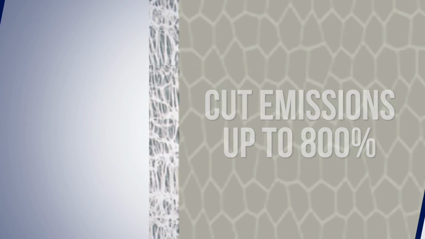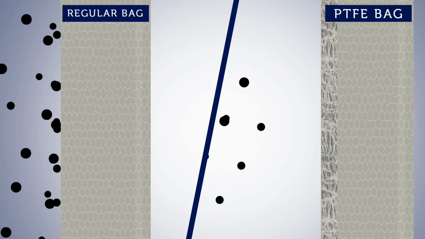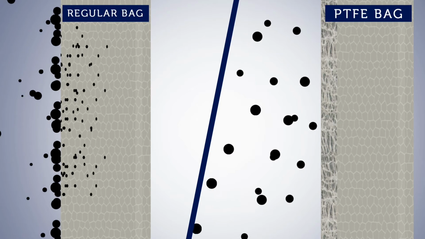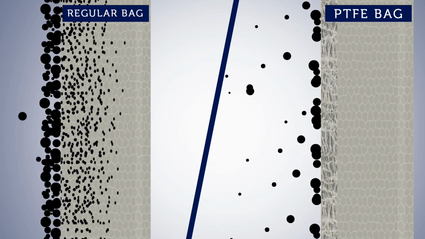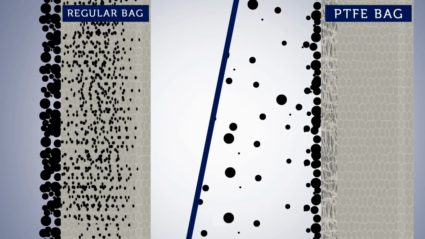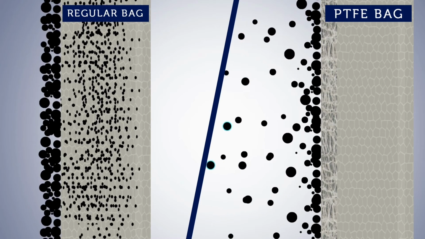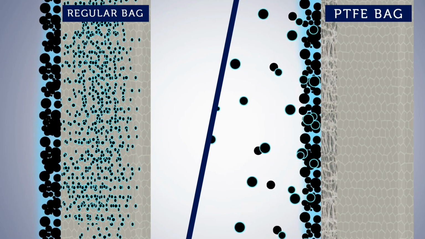Another advantage of PTFE membrane bags is that they clean easier because of their slick surface. This means less bag pulsing, which means less wear and tear on the bags as well as the diaphragms and solenoid valves. It also means the system uses less compressed air, resulting in reduced energy costs. It can also improve performance when higher moisture levels or sticky dust are present.